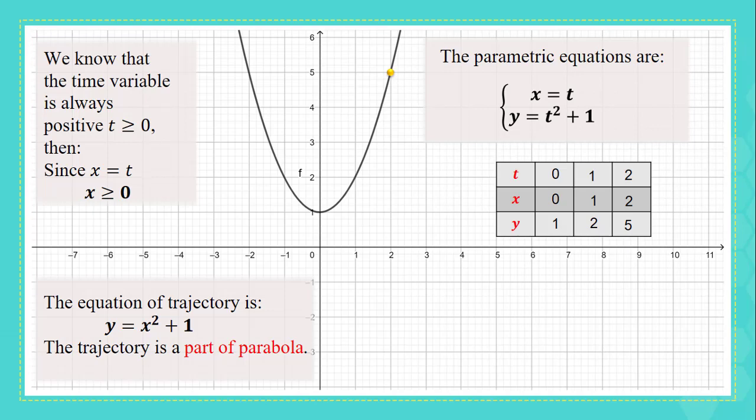But we know that the time variable is always positive. Then, knowing that x is equal to t, x will be also positive. Therefore, this part of the parabola is not considered, and the correct part of the parabola is this one circled in green.